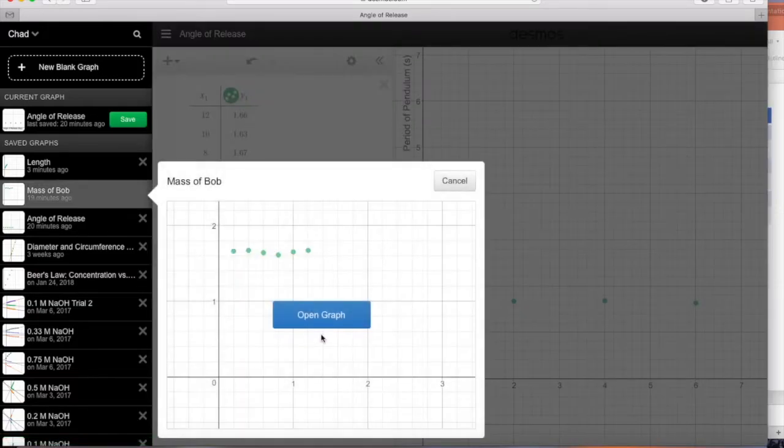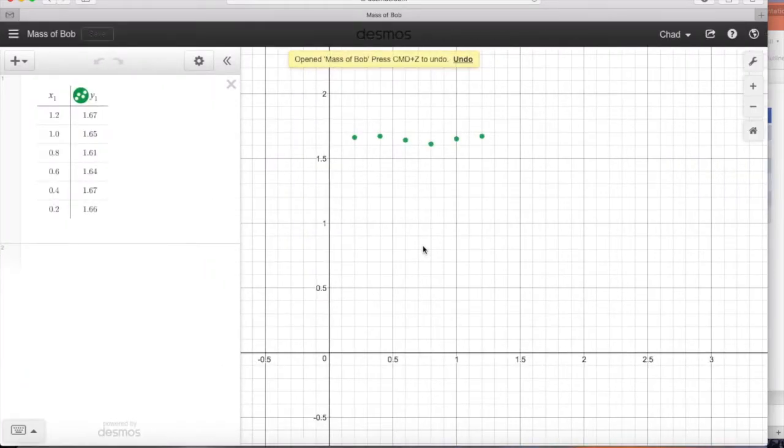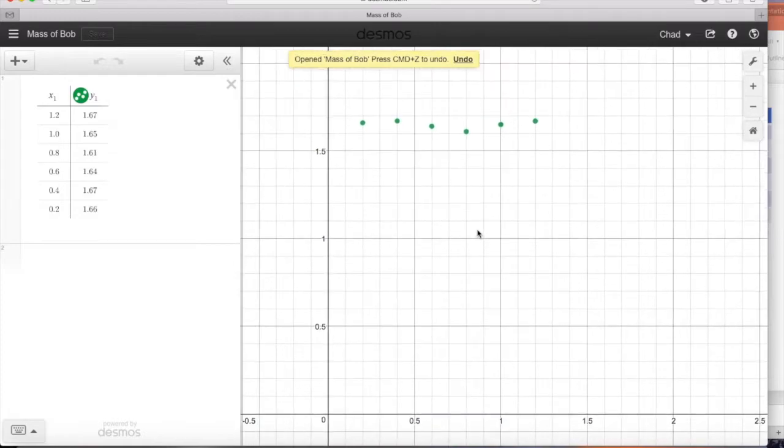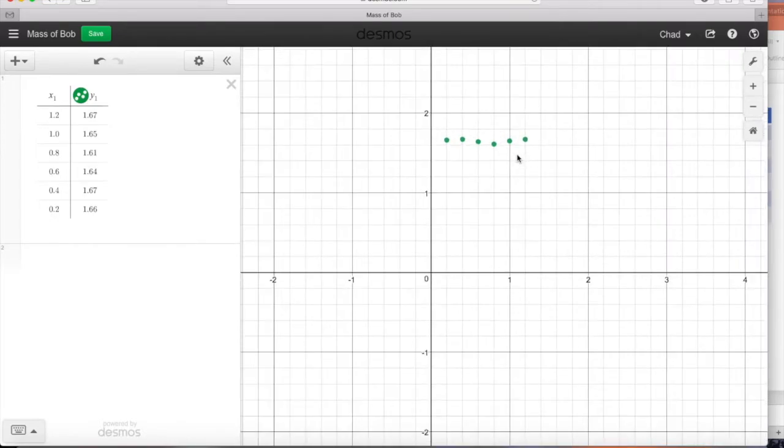The mass of the bob. You can see here I did the same thing. Mass on the x-axis, period time on the y-axis. And while this time there are some fluctuations, it seems like as the mass increases, the period does not change to any significant extent. It stays at around 1.6, 1.7 once again.